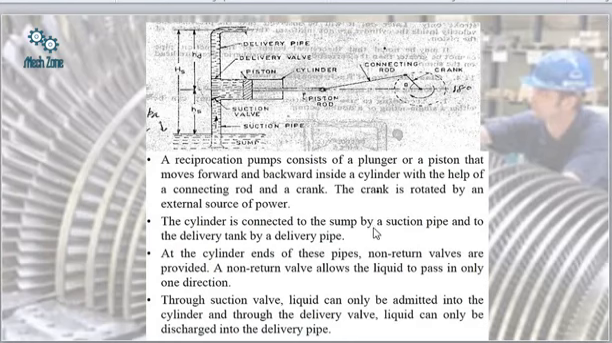The cylinder is connected to the sump by a suction pipe and to the delivery tank by a delivery pipe. So there are two pipes, the suction pipe and the delivery pipe. The suction pipe is mainly used to suck the liquid from the sump level, and the delivery pipe delivers the liquid which is sucked from the sump level. At the cylinder ends of these pipes, non-return valves are provided so as not to allow the liquid to return back into the sump. A non-return valve allows the liquid to pass only in one direction, that is, unidirectional flow is possible. Through the suction valve, liquid can only be admitted into the cylinder, and through the delivery valve, the liquid can only be discharged into the delivery pipe.